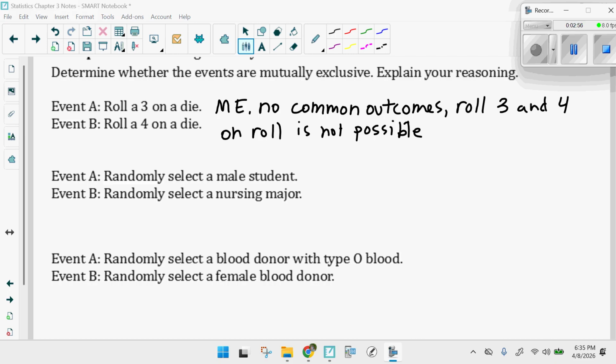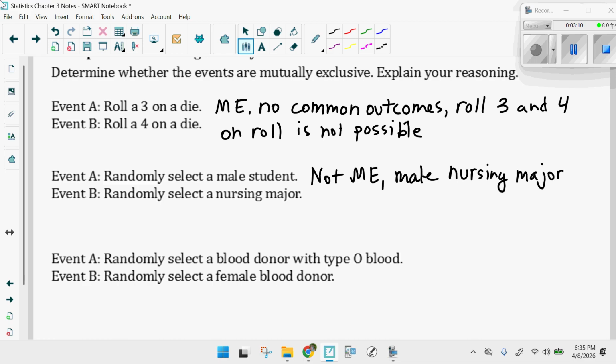Could we randomly select a male student from college and randomly select a nursing major? So this one will be not mutually exclusive, because there are some male nursing majors. So we could select somebody who is a male and who is a nursing major. So if we look at a Venn diagram, we could have our males here, we could have our nursing majors here. Well, we would have some males that are also nursing majors.